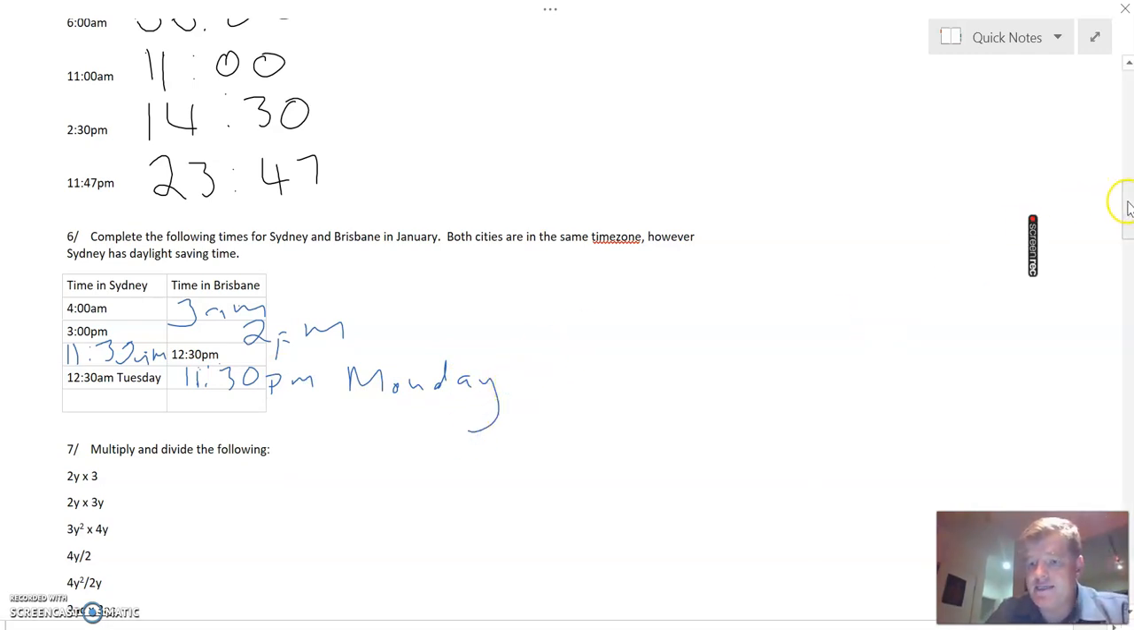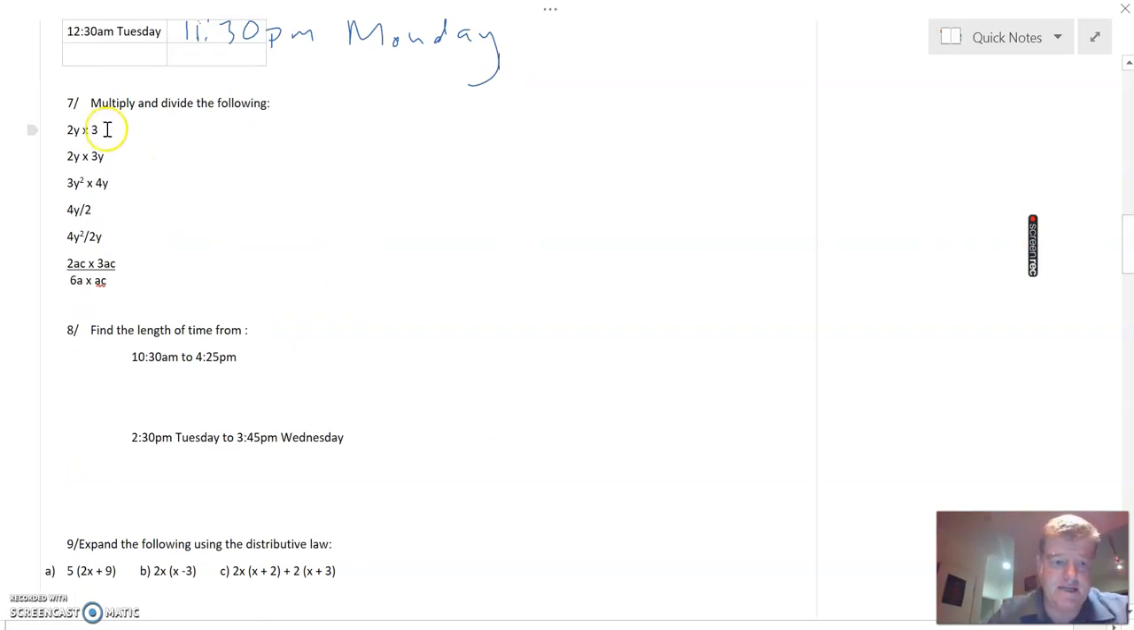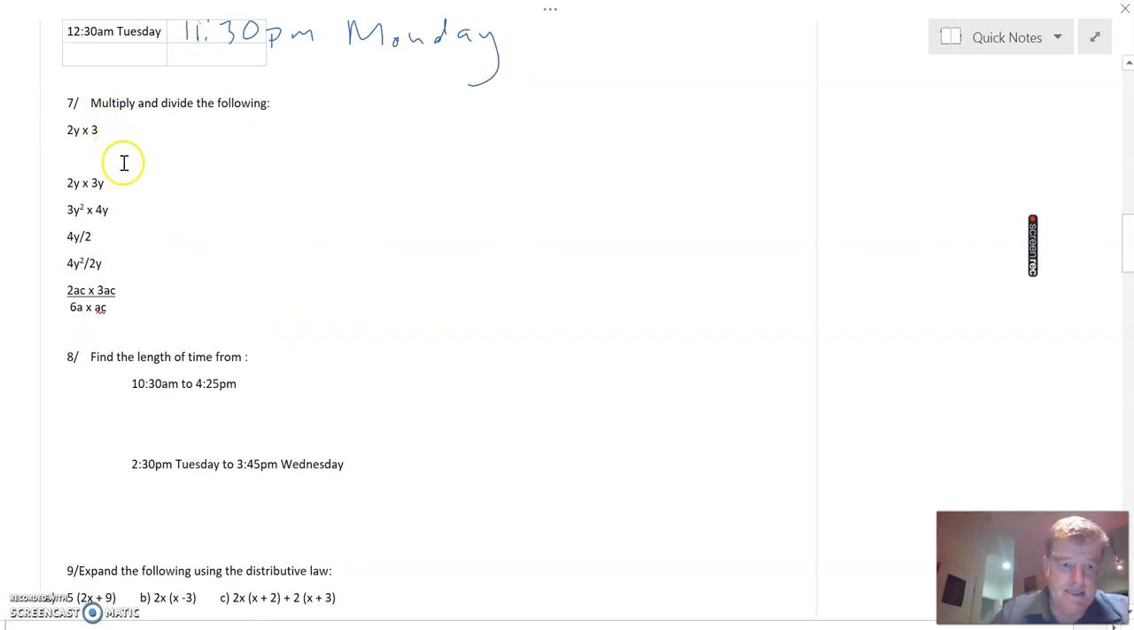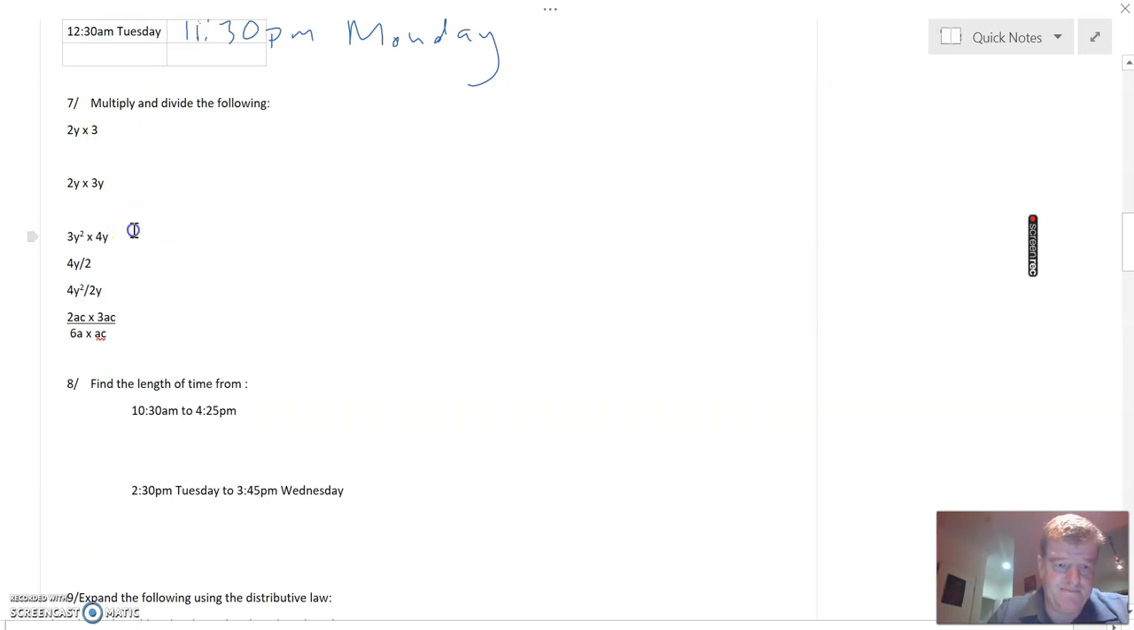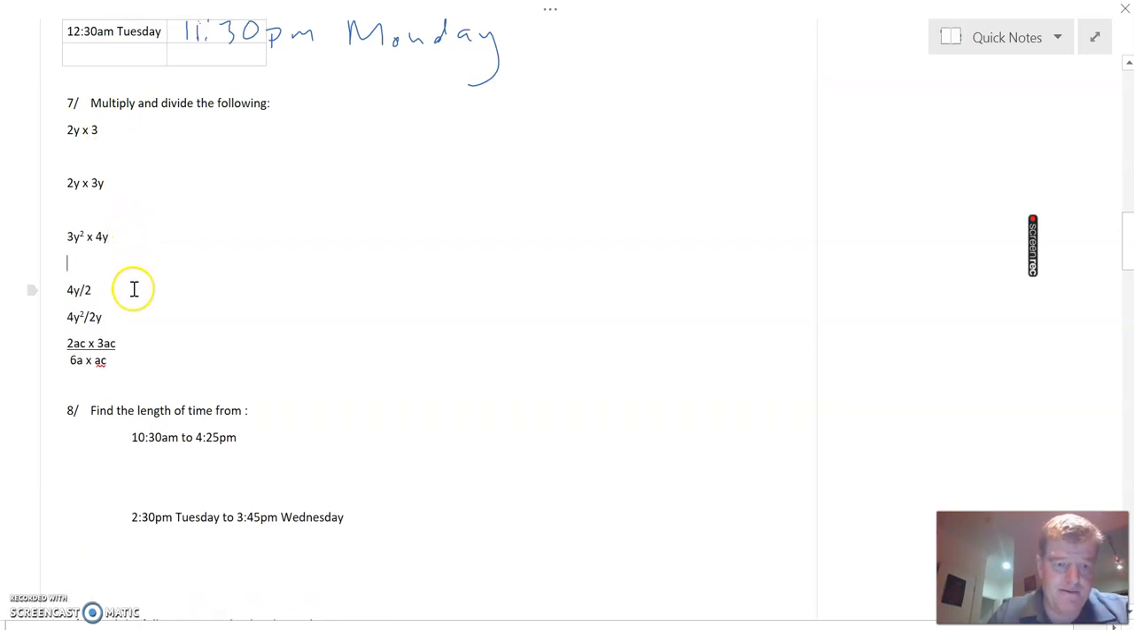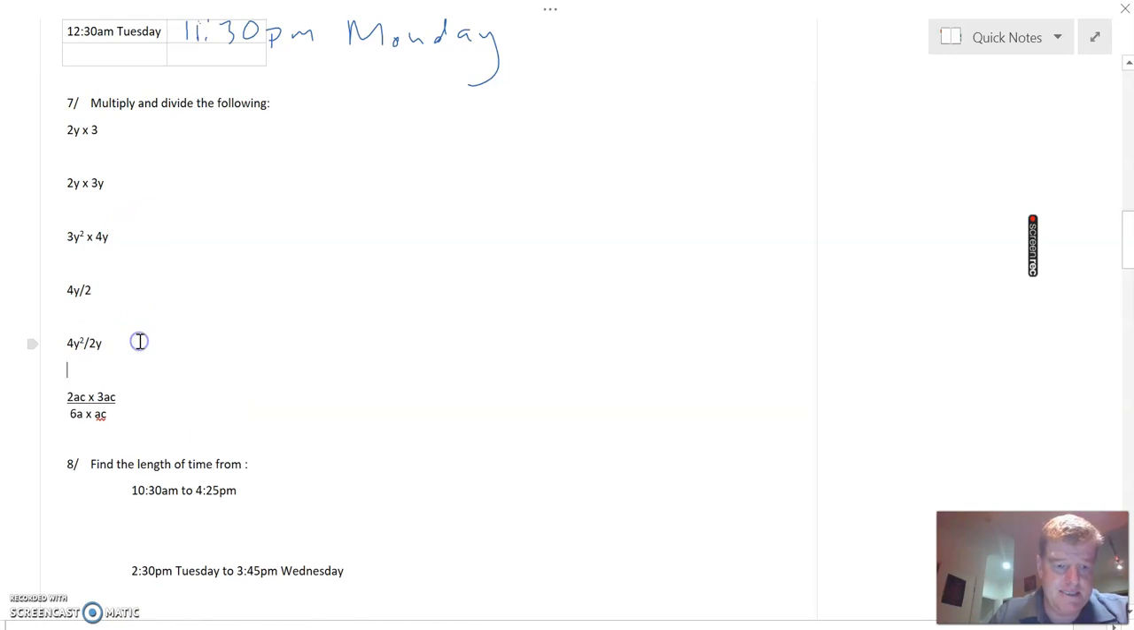Okay, let's have a look at these different terms, these different sums that we've got to work with here. I'll give myself a little bit more room as we go through and explain how we do this. These ones down the bottom are divide ones.